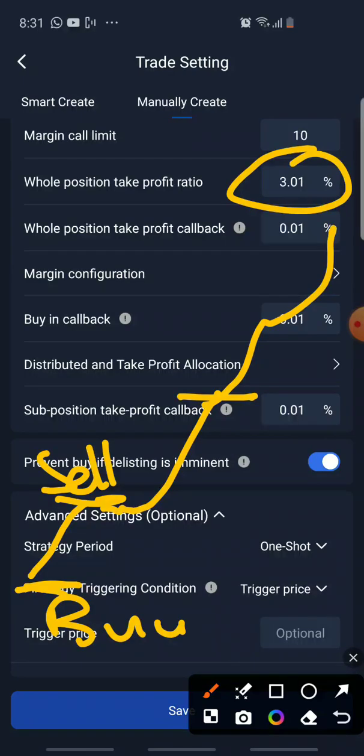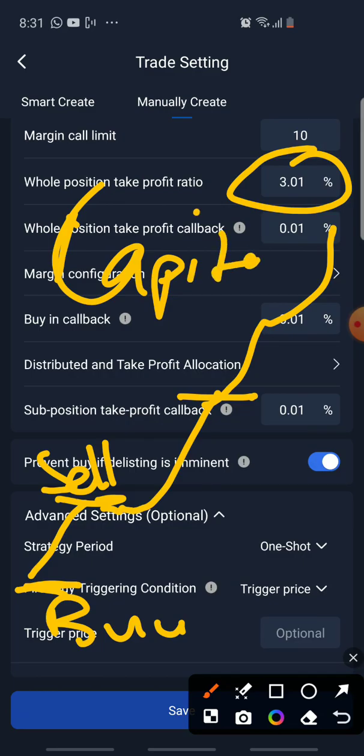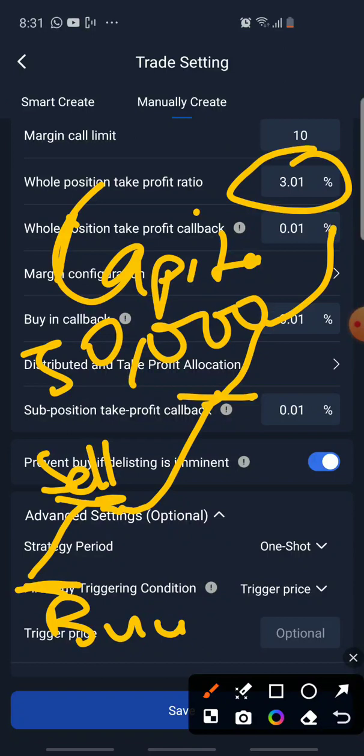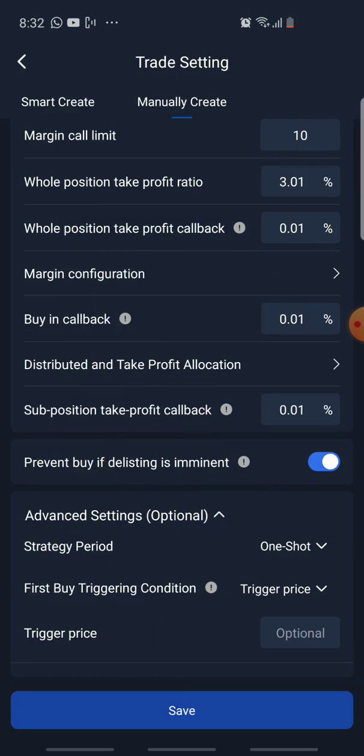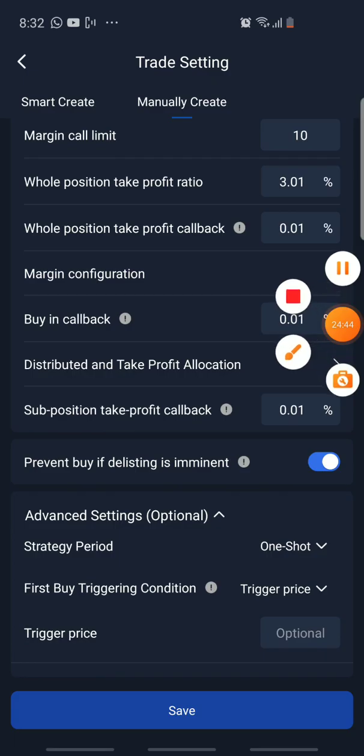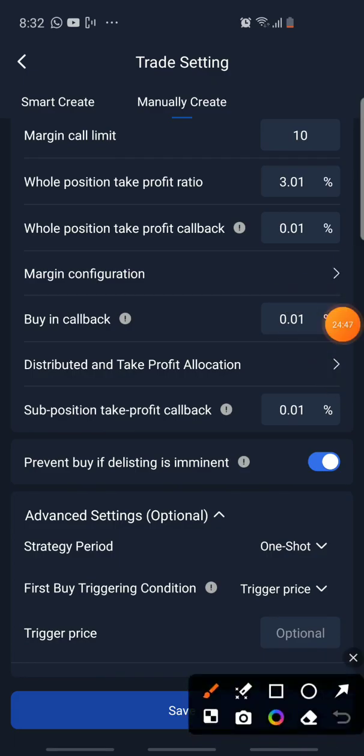So cycle needs a lot of capital. And a lot of capital, what do I mean? 50,000 USDT plus, or call it 5,000 USDT plus. But one shot has proven to be more profitable because it allows you to pick a coin in its active phase when it is going up.